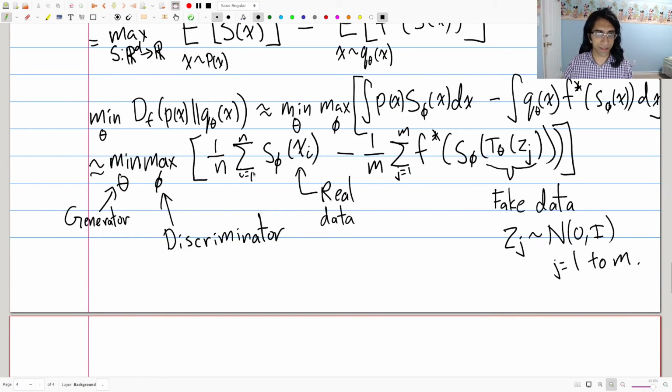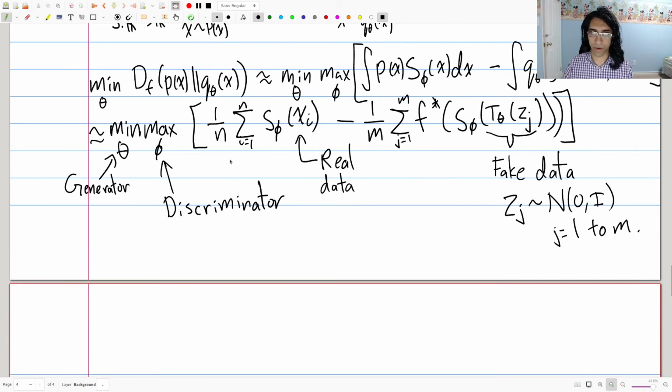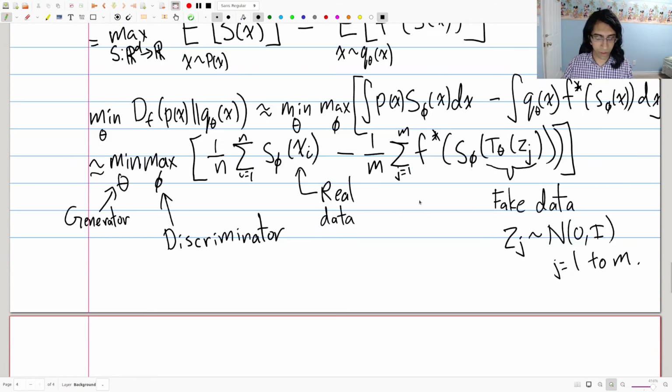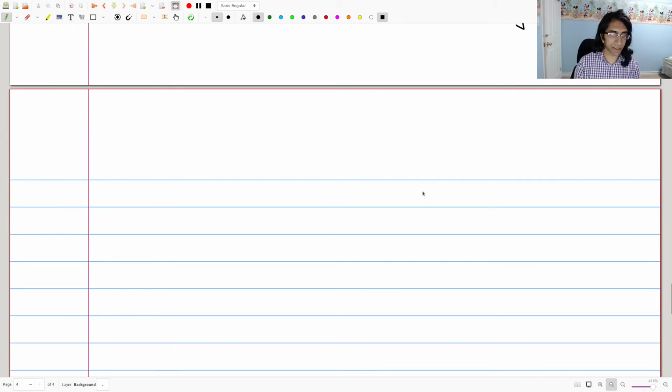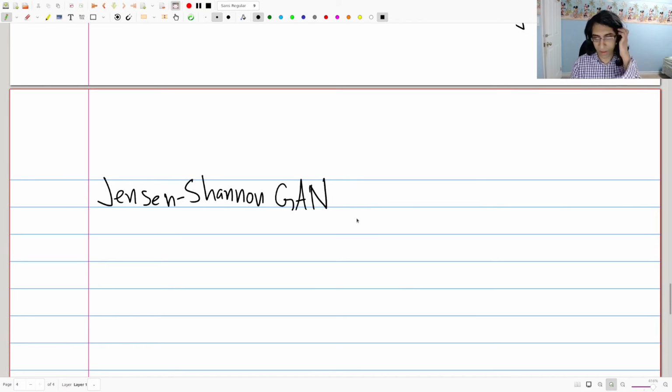So this is just generically what we're looking at for an arbitrary f divergence. Well, let's look at a specific f divergence, and we'll come across the loss function, which you will most often see when you're looking at GANs, at least in most basic applications. And we have what's known as the Jensen-Shannon GAN, often known as the JS GAN.